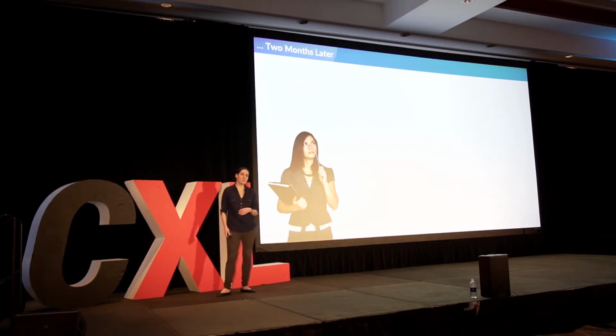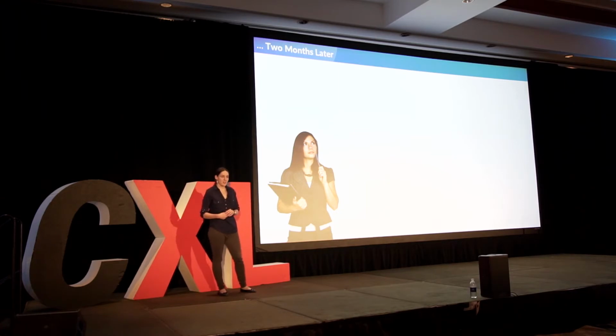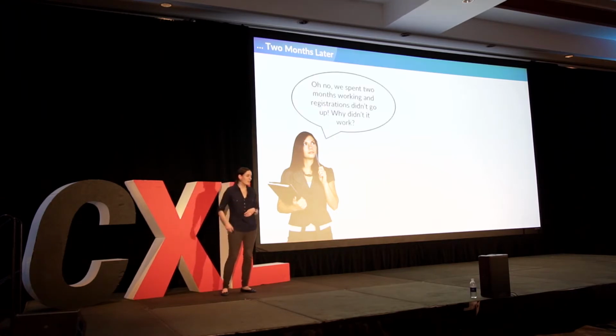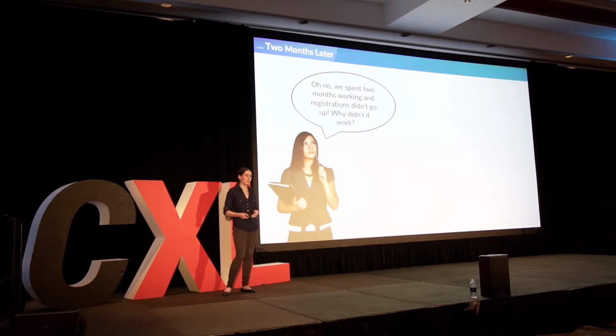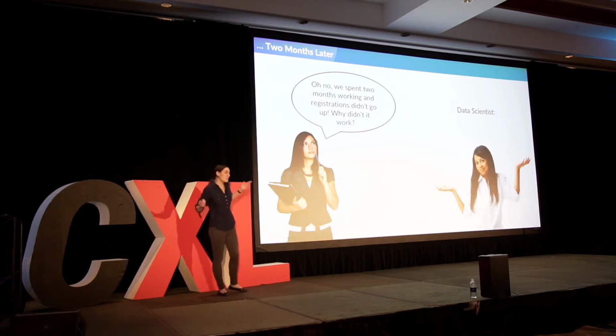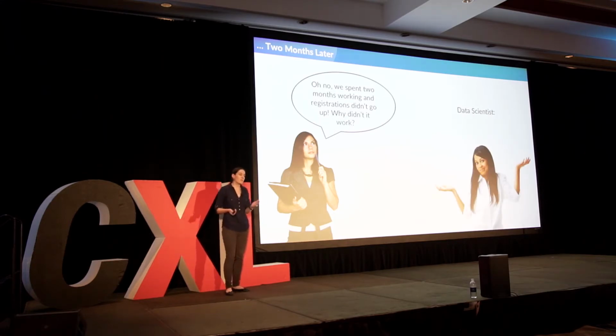Well, the problem is, 2 months later, after you've done all this engineering effort and you've run your test for a week, you go, oh no, we spent all this time and registration rate didn't go up. Data scientists, please, why didn't this work? And your data scientist is probably going to look like this. I have no idea. Now, why are they being so unhelpful?